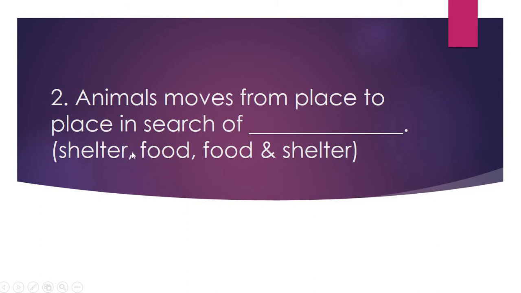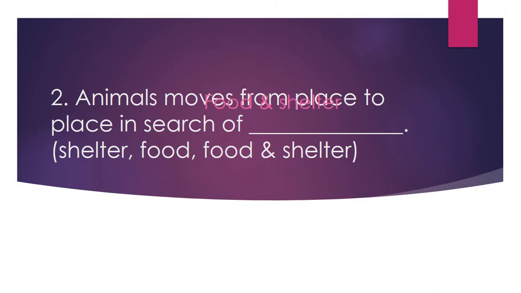Options are separated by placing comma. Animals move from place to place, that means from one place to another, in search of dash. Shelter, food and shelter. I hope that you have chosen the correct answer and that you have written it into your book, mentioning answer 2 properly. So let's check the answer.